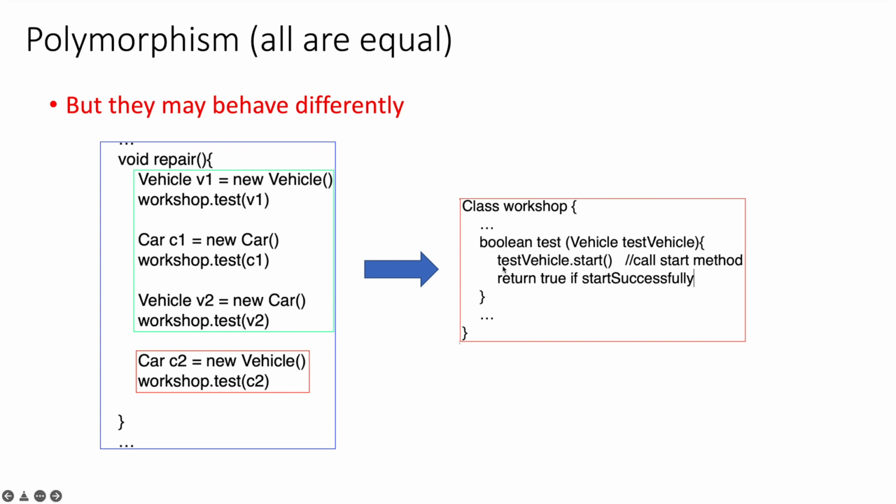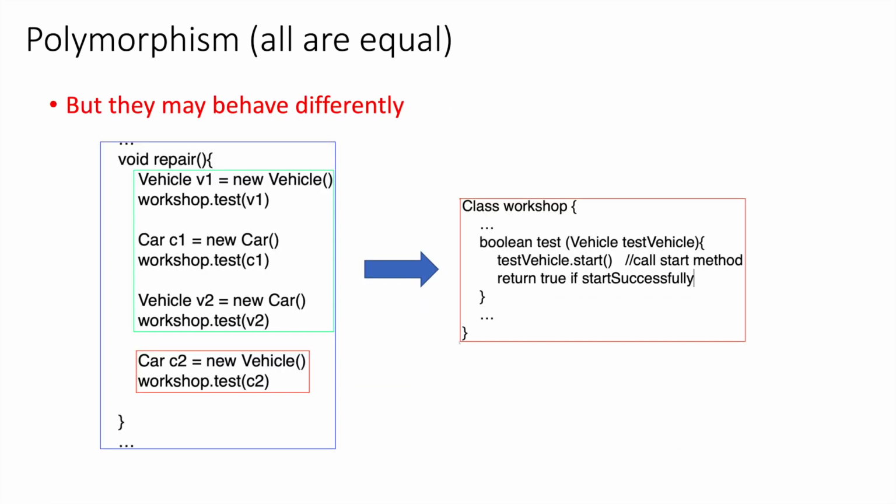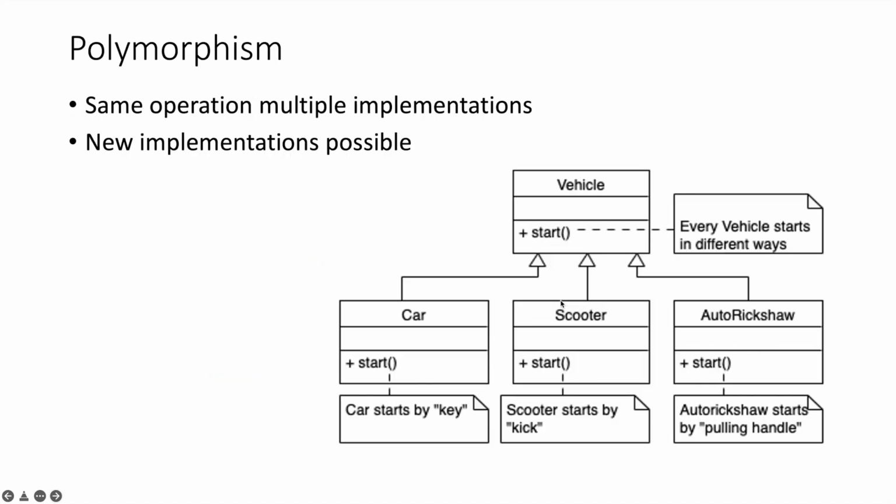What this method will do is testVehicle.start. Similarly, the workshop operators, whatever vehicle comes in, they will simply start it. If it starts, they will return true. So they will say yes, vehicle is okay, for example. Similarly here, it will call testVehicle.start, and if it starts successfully, it will return true. This is the representation of this imaginary scenario.